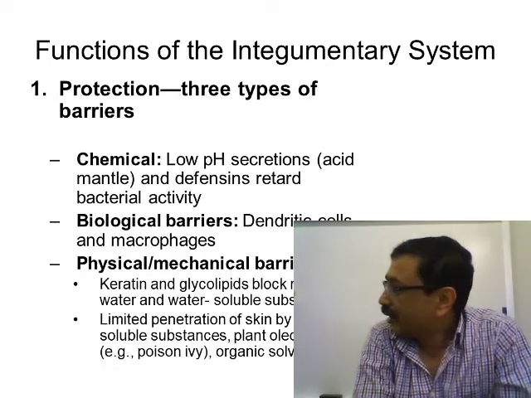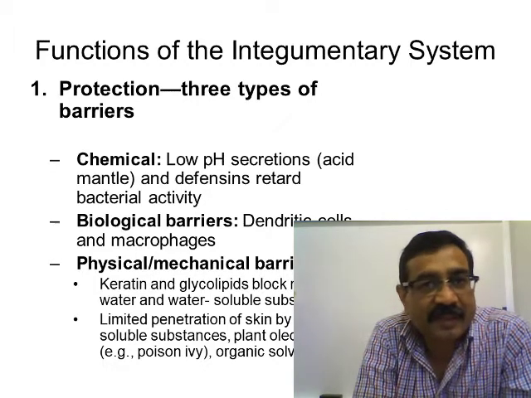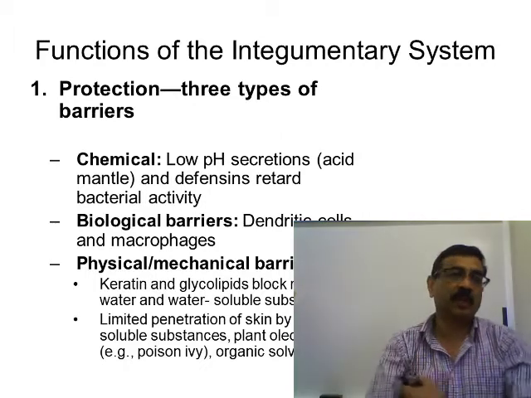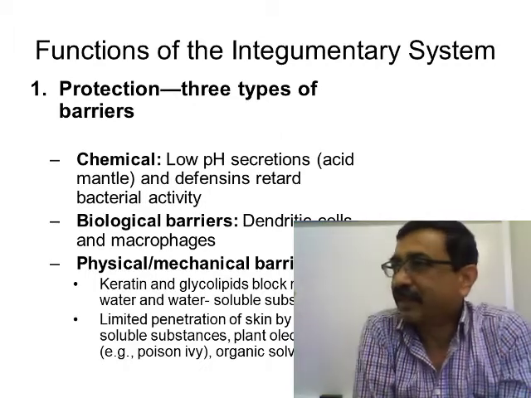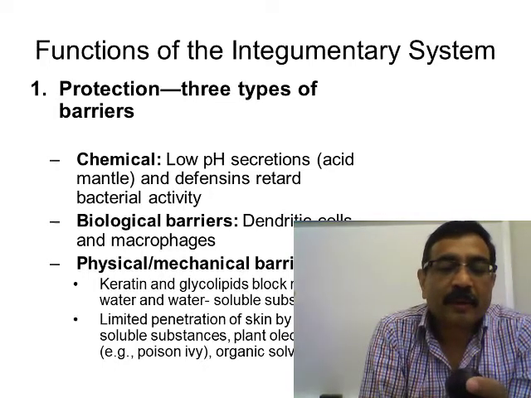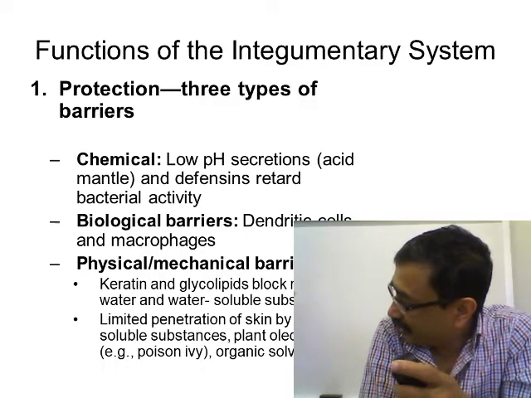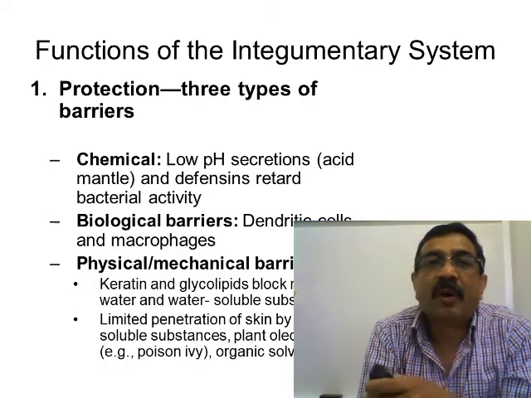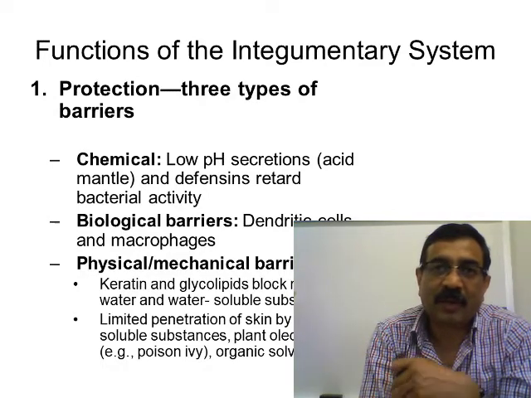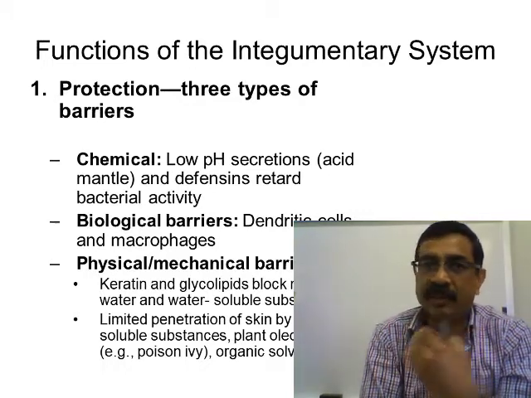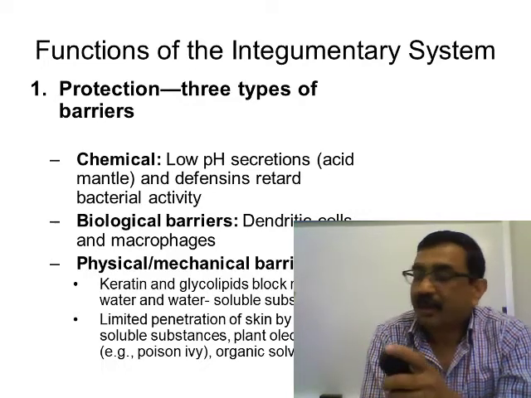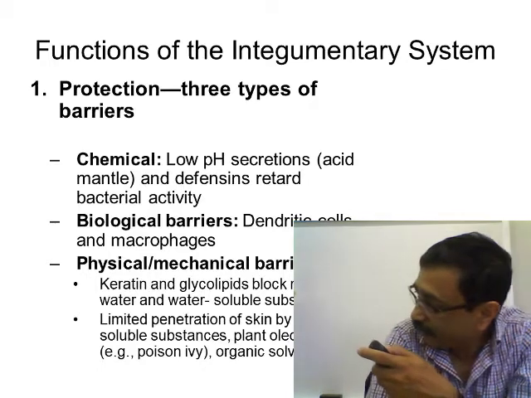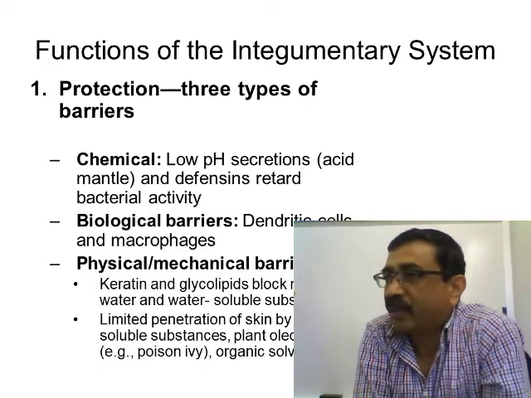Skin has some phagocytic cells. So inside the skin you have some cells, they can do phagocytosis, engulf. Make sense? So through those phagocytic cells, the skin provides biological protection. That means we all have those phagocytic cells in the skin. Those are the parts of your body. Biology. What are the phagocytic cells that provide biological protection or barrier? Dendritic cells and macrophages.